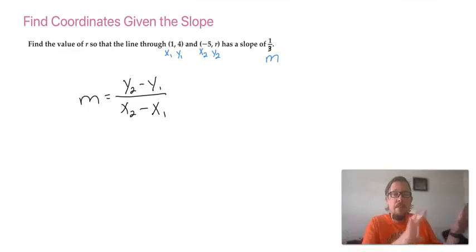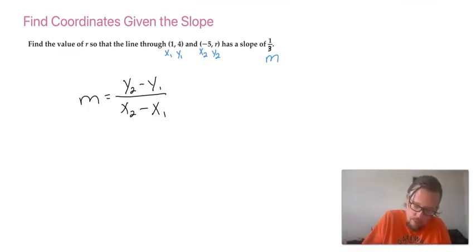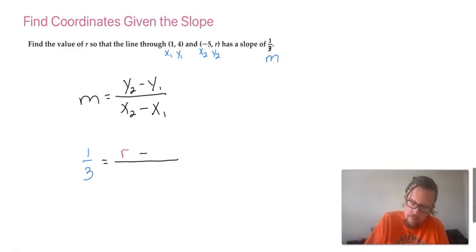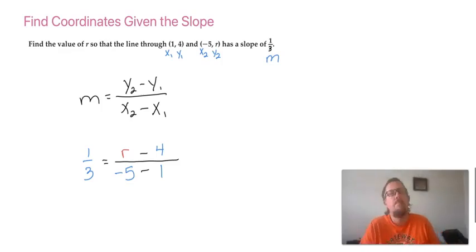So let's replace everything in our formula that we know. We know that m is 1/3. I do not know what y2 is, so that's going to be my variable. Call that r. But I know everything else. I know y1 is 4. And on the bottom, I know x2 is -5. And I know that x1 is 1. So we know everything except for that r.